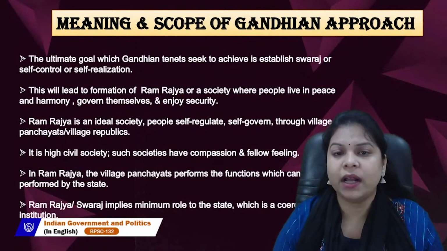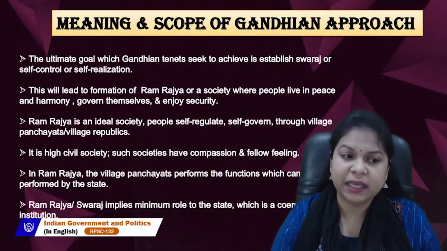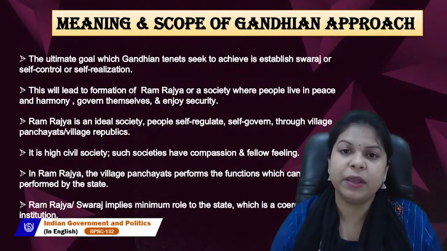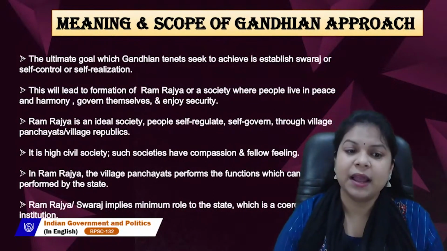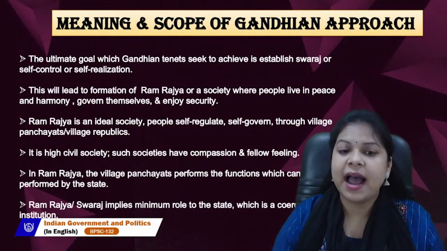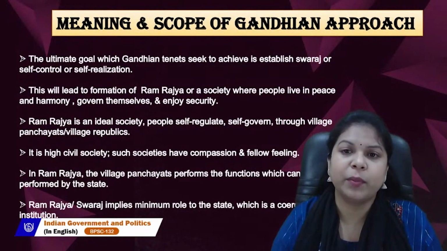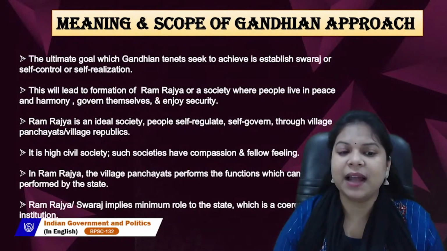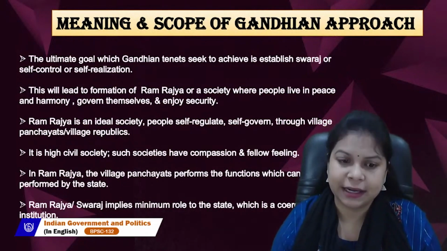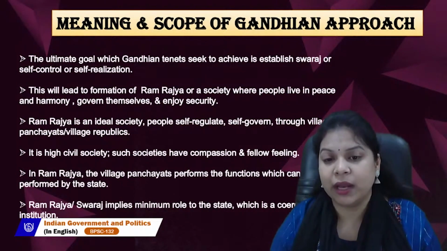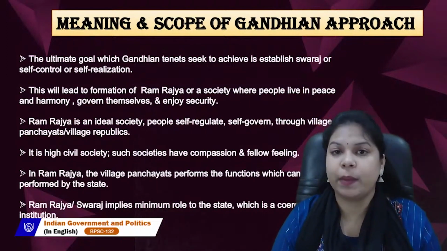With Ram Rajya, he meant an ideal society where there will be peace and harmony among all the people, irrespective of their religion, caste, and other identities, and they govern themselves and enjoy security. So that is the definition of Ram Rajya given by Gandhi. It is an ideal society, where people self-regulate and self-govern through village panchayats and village republics.